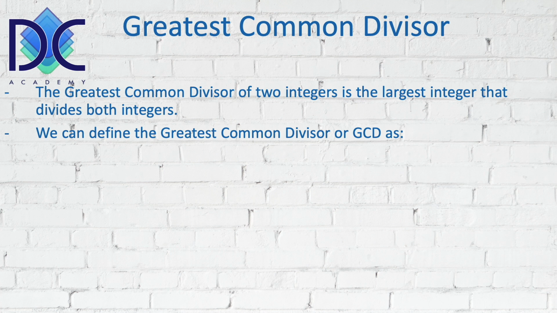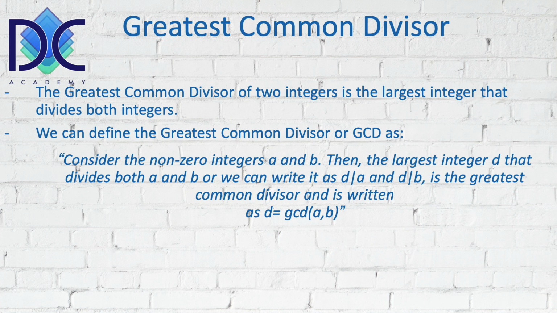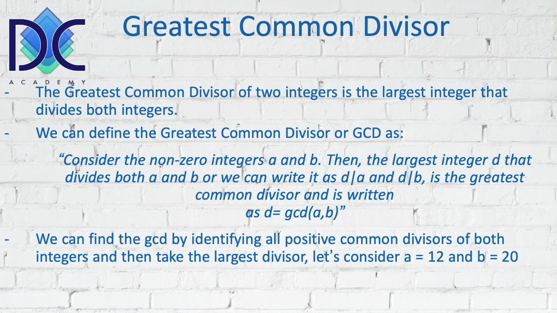Now, when we look at the definition of the greatest common divisor, we look at the non-zero integers a and b, the largest integer d that divides both a and b. We can say it as: d divides a and d divides b, is the greatest common divisor, and we write it as d is GCD of a and b. So basically that's the definition, but the problem is how to find it.